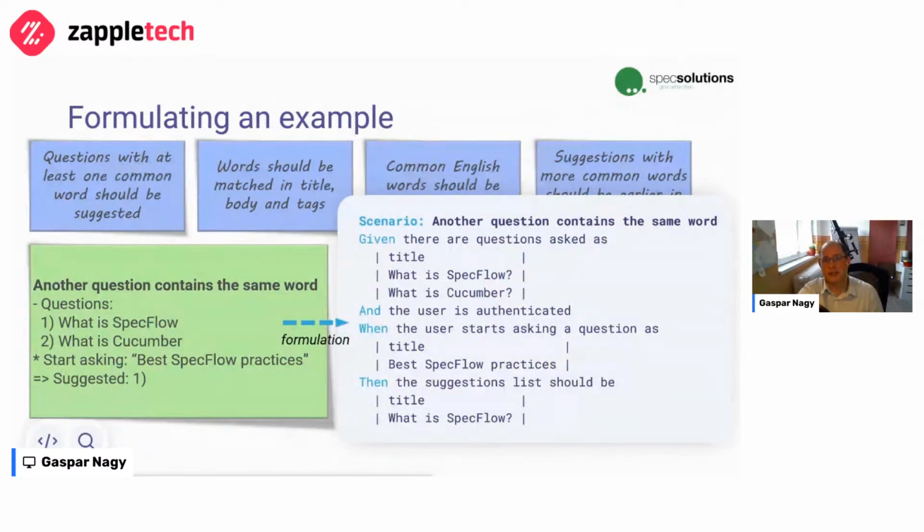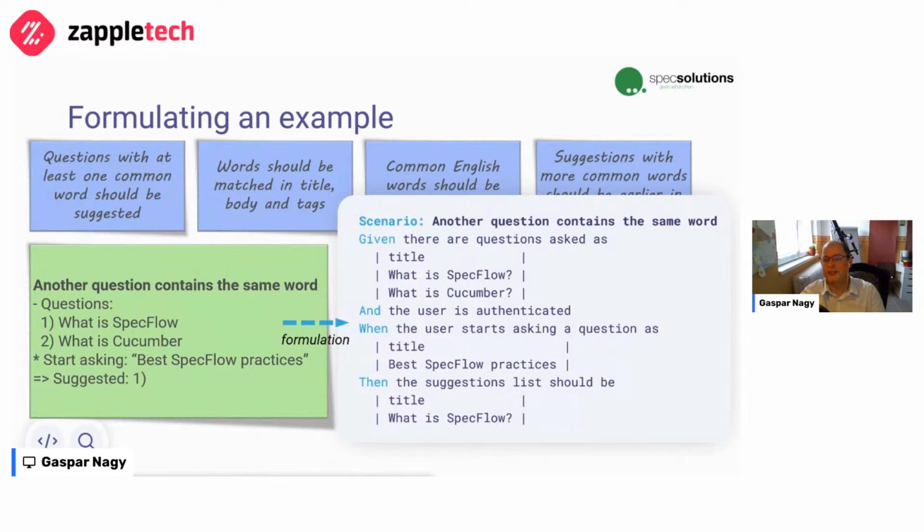Given there are questions asked as what is Specflow, what is Cucumber, and the user is authenticated, when the user starts asking the question, what is the best Specflow practices, then the suggestion list should be what is Specflow. As you can see, the meaning of the two things is really the same.